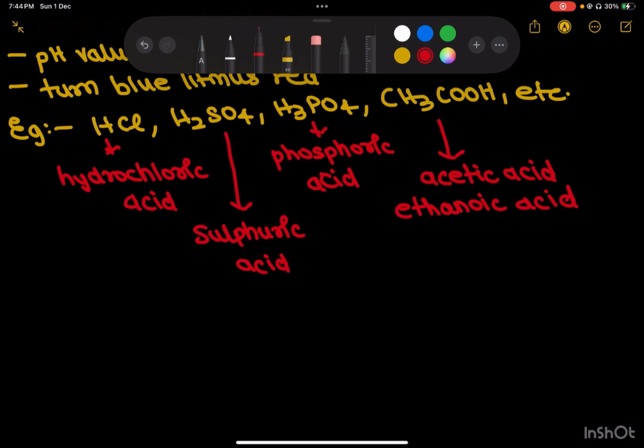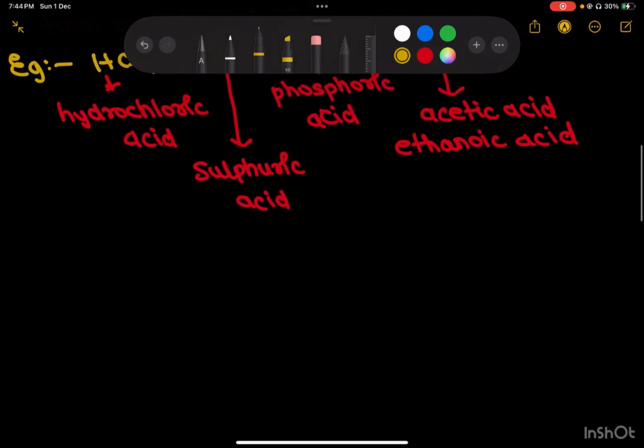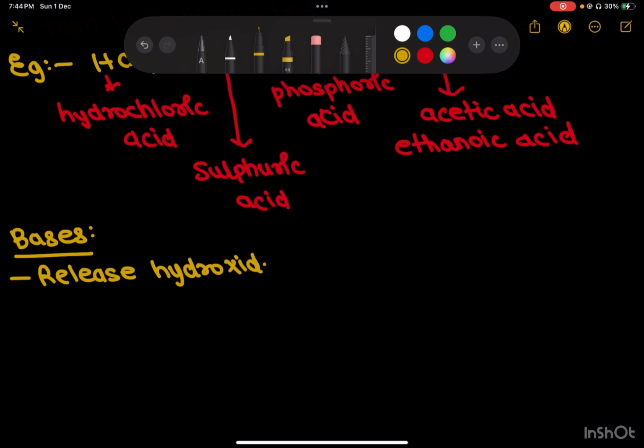Now we'll move on to bases. So what exactly are bases, right? Let's see more about that. So bases, again, bases release hydroxide ions. They release hydroxide ions.